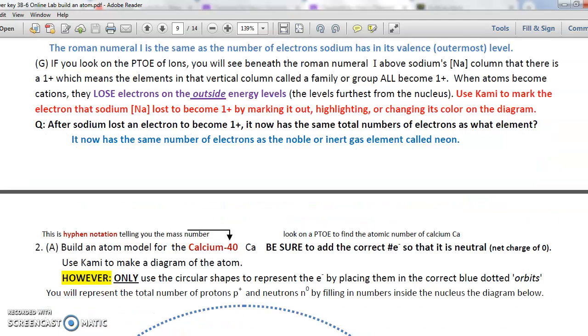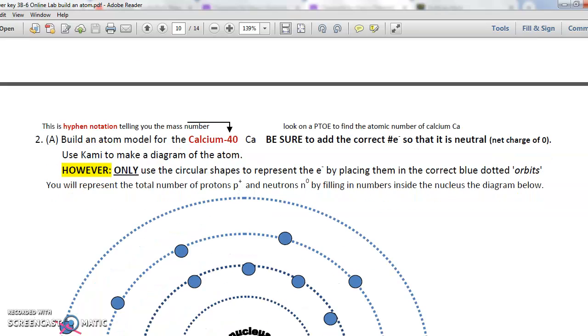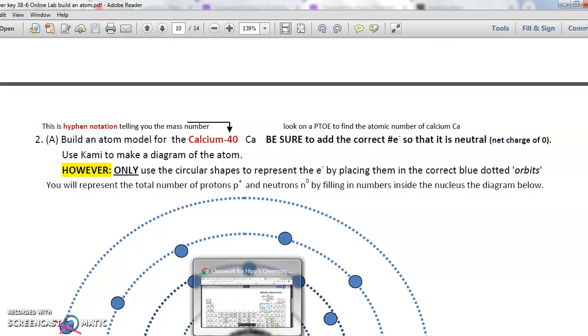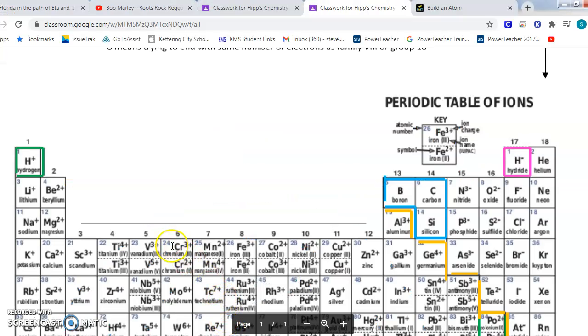The next one they're wanting us to do is calcium. Mass number 40, so we need 40 things in the nucleus. Again, this is going to have more things. The model builder won't be able to build them this big. So we need 40 things in the nucleus, but I have to look at a periodic table to get the atomic number for calcium.